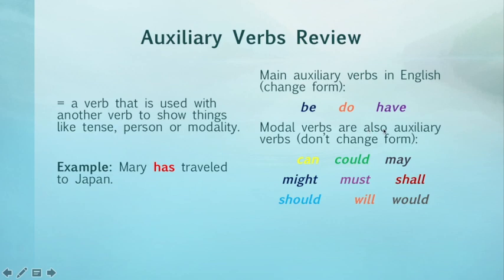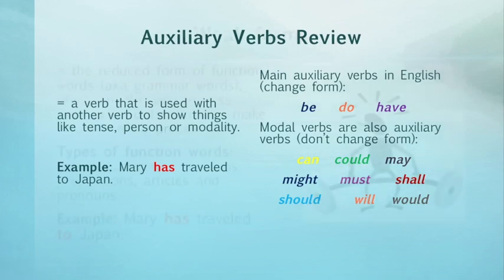And modal verbs are also auxiliary verbs, but they don't change form. So they always stay right here like this. And those are can, could, may, might, must, shall, should, will, would. So to give you an example in a sentence of an auxiliary verb, Mary has traveled to Japan. So has is the auxiliary verb have, conjugated. And it shows the tense, it shows us that we're using the present perfect here, and it shows the person, which is third person singular here. And the modality, modal verbs, show things like possibility or obligation. So not all of these auxiliary verbs have weak forms. So for example, we're not really going to be looking at may or might today.